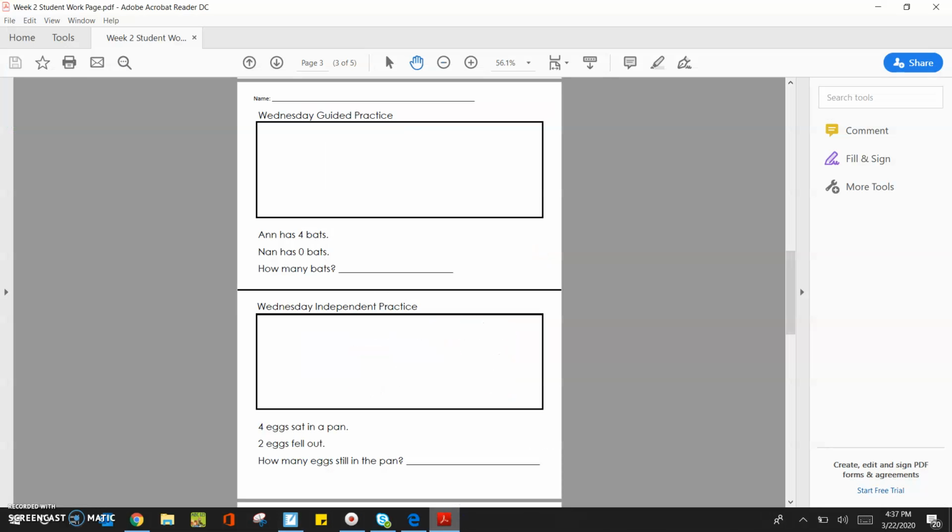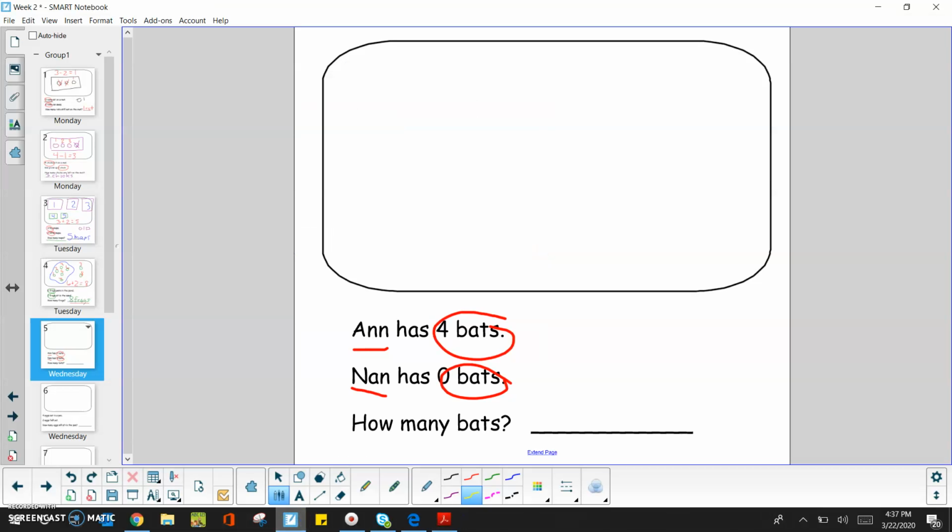So I'm going to put, oops, sorry about that, guys. I'm going to put Anne over here, and I'm just going to put an A so I remember her bats are over here. And then I'm going to put an N for Nan so that her bats can go over there. So I remember that Anne has 4 bats. So I'm just going to use sticks to draw my bats, and I'm going to count 1, 2, 3, 4. And then Nan has 0 bats, so I'm not going to give Nan any bats because she has 0. And we all know that 0 means nothing.